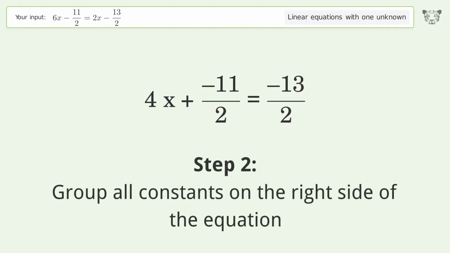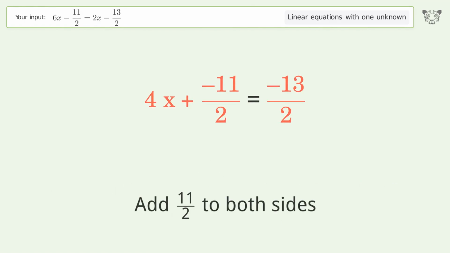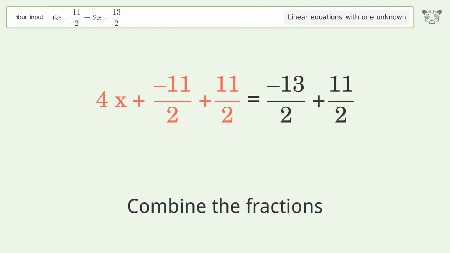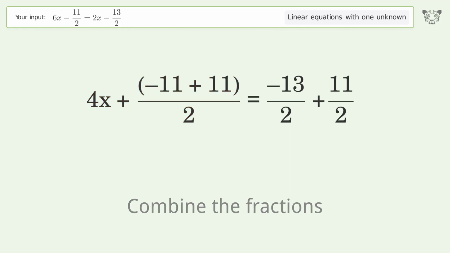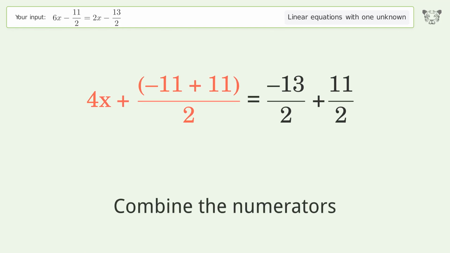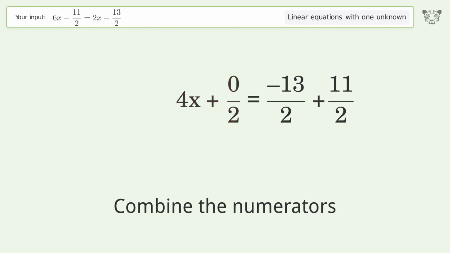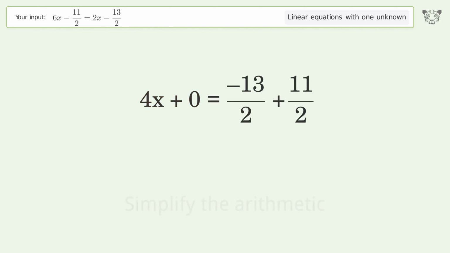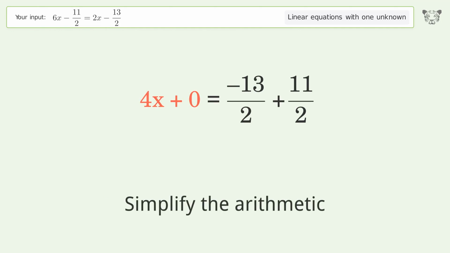Group all constants on the right side of the equation. Add 11/2 to both sides. Combine the fractions. Combine the numerators. Reduce the zero numerator. Simplify the arithmetic.